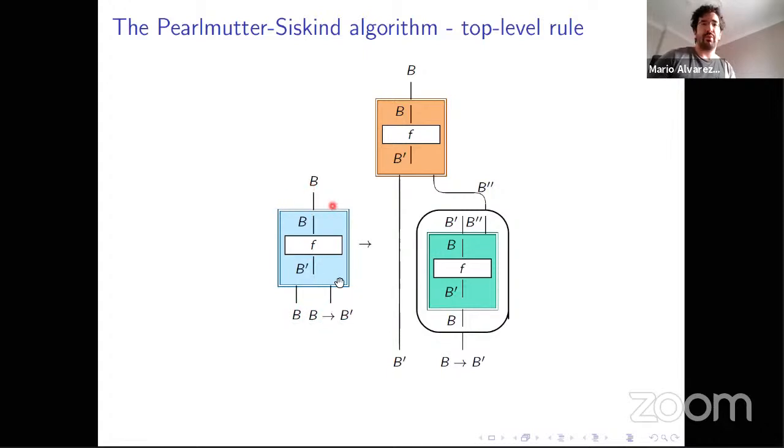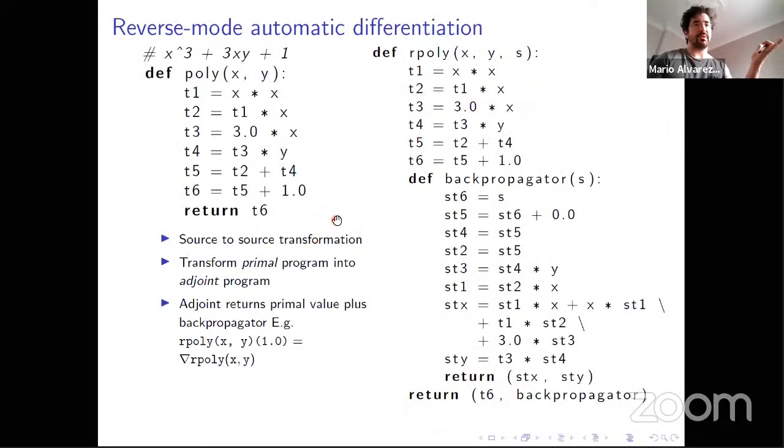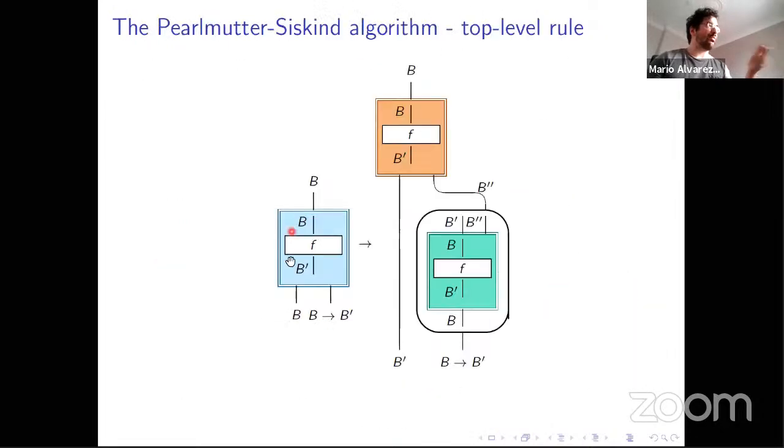So the intuition for this blue box is it performs, broadly speaking, the transformation that I've shown in this slide. So it takes a primal graph and it turns it into a graph that has the same input and returns the same output as the original graph, except it also gives you the gradient of the graph at the same time. The gradient in the mathematical sense as a linear function. It doesn't just return a number or a vector, it returns a linear function. This is a normal arrow, but it could very well be a linear implication because this function will turn out to be linear.